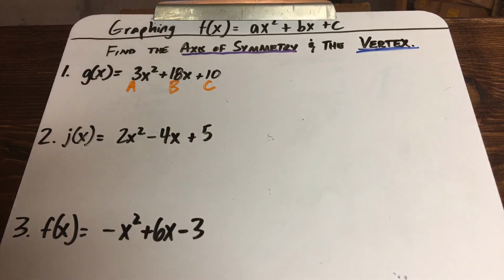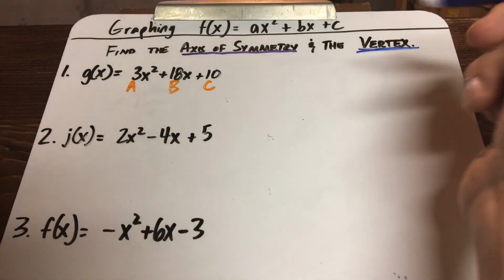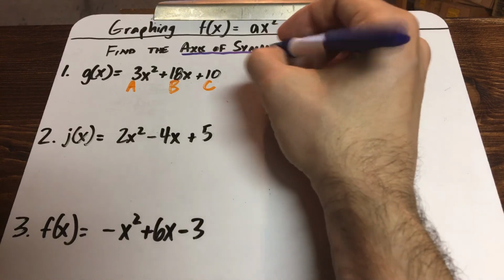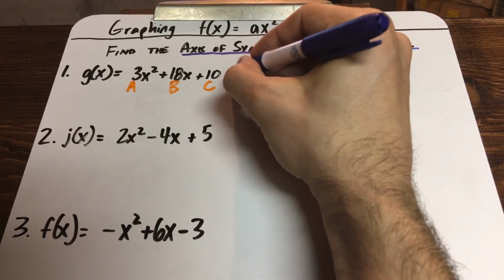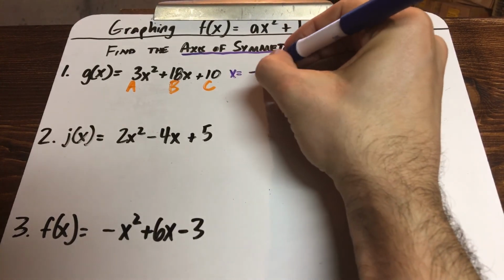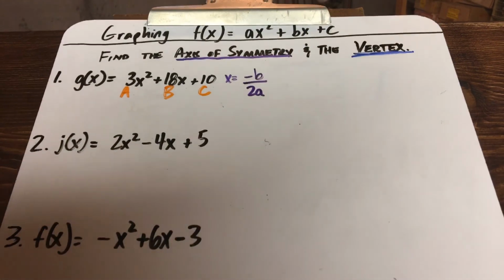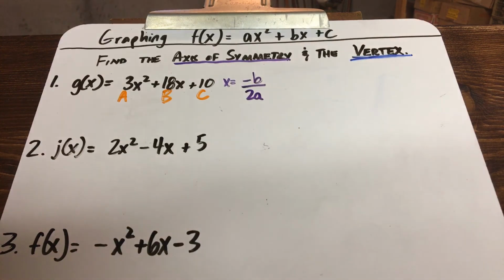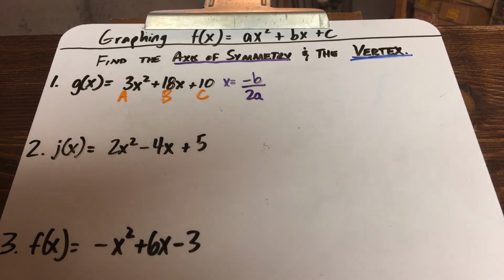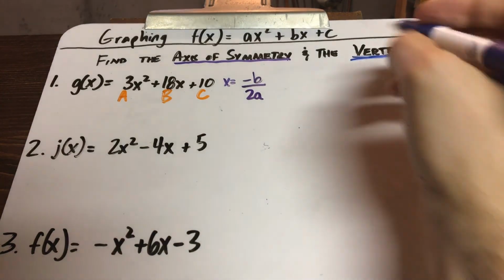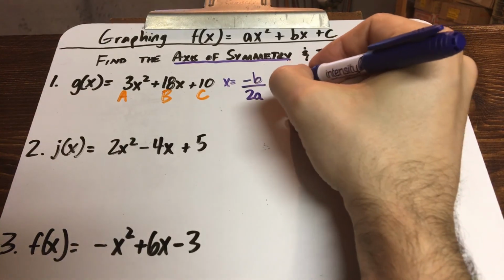To find the axis of symmetry, since I underlined it in purple, I'll do axis of symmetry in purple. Here's the formula. The axis of symmetry formula is x equals -b over 2a. Sometimes I forget to put that x, so I'll apologize up front if I forget to put it on there. x equals -b over 2a. So let's plug it in.